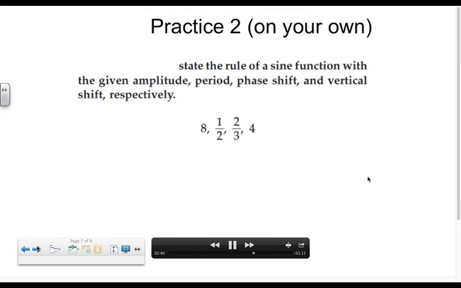Now you're going to do this one on your own. Set them equal to the pieces and see what you can do with it. These are fractions, but they shouldn't be that much harder than the one we just did.